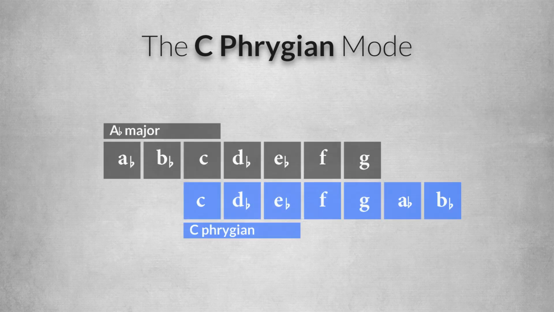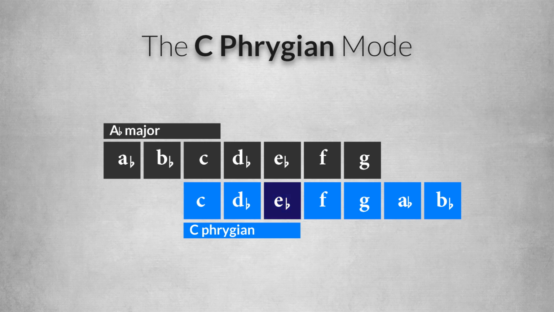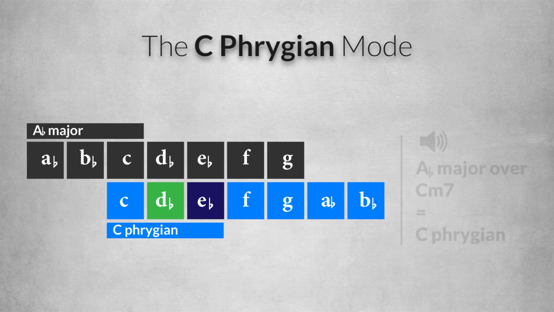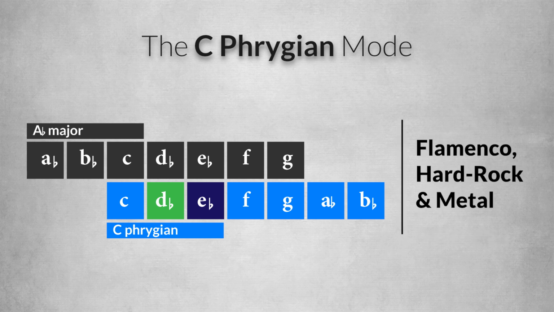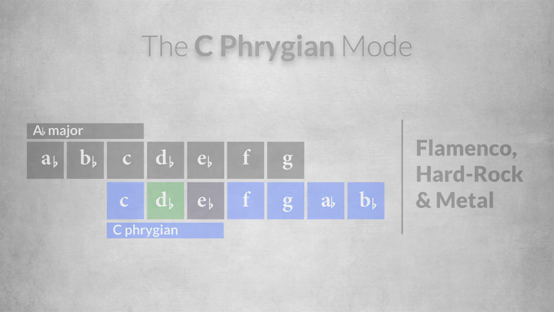The C Phrygian mode is the third mode of the A flat major scale. The third is minor and the modal trigger note is the flattened second degree. This note triggers a Phrygian sound. This mode is used often in flamenco, hard rock and metal.